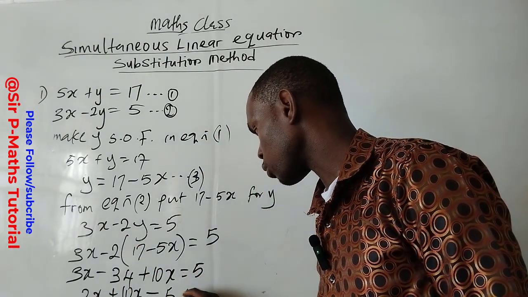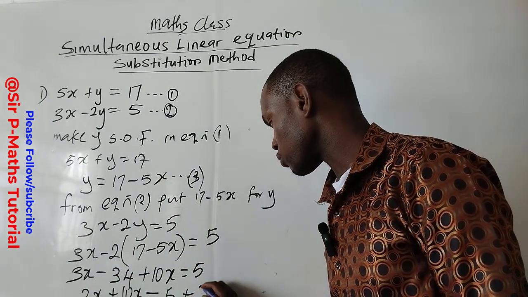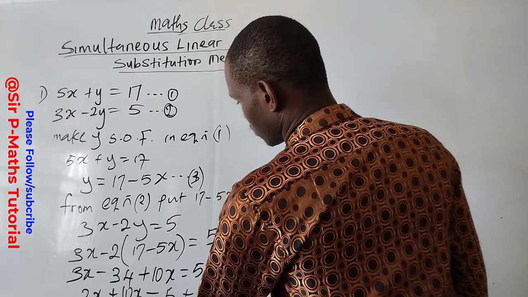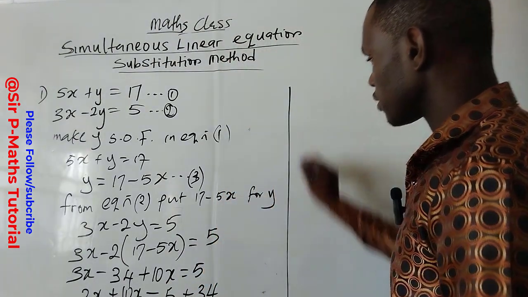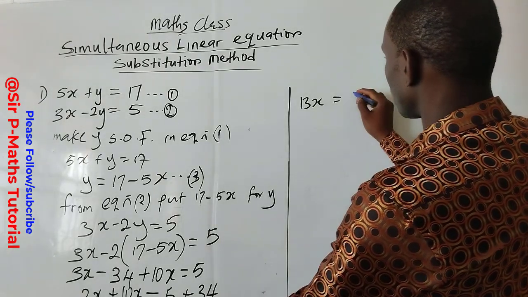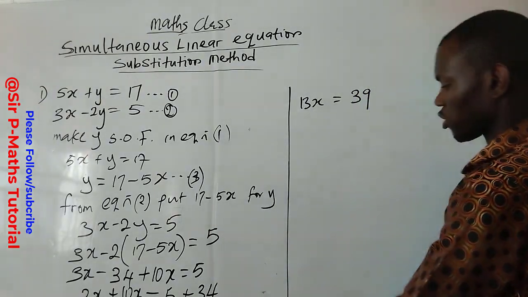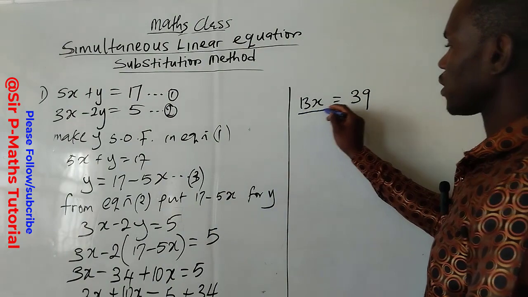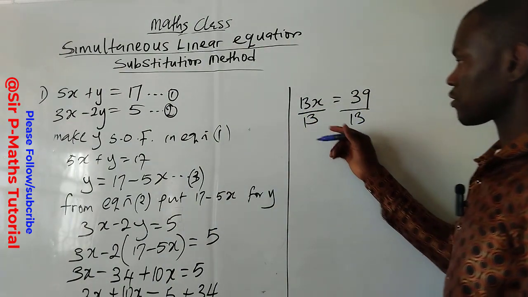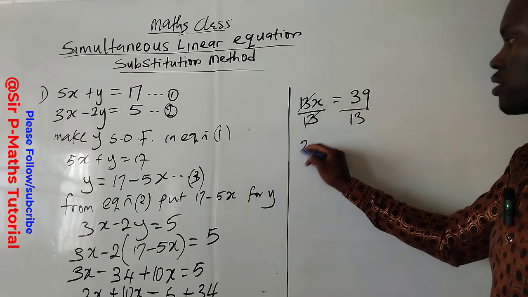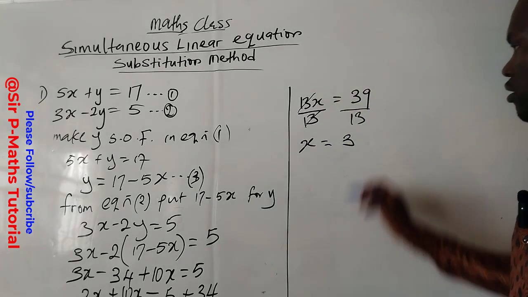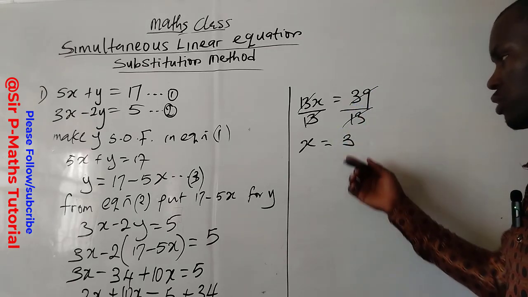So I'll have 5 plus, if it crosses, it becomes plus 34. Then we add 10 plus 3, this will give me 13x equals to, add here, I will have 39. Then to get x, we divide both sides by 13, so 13 cancels 13. My x, if I divide here, 39 divided by 13 will give me 3.